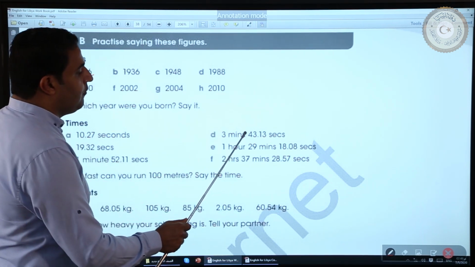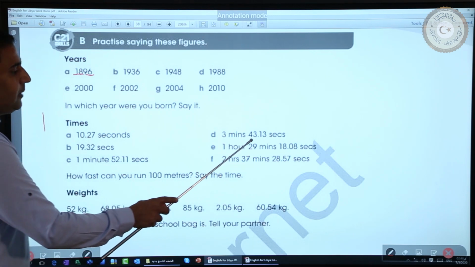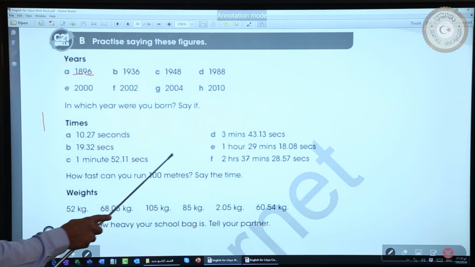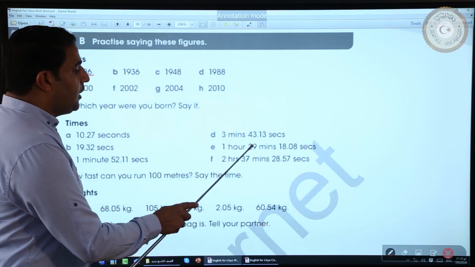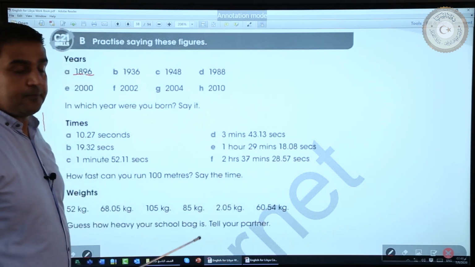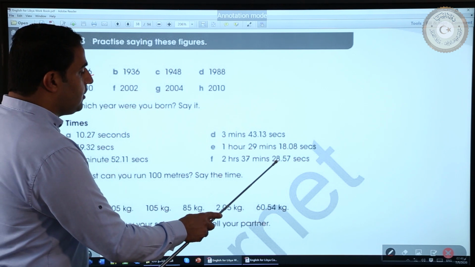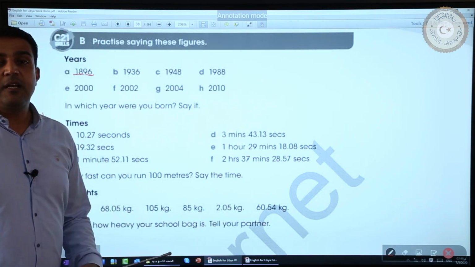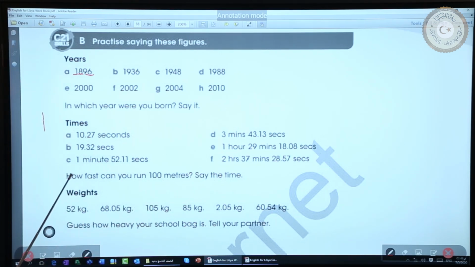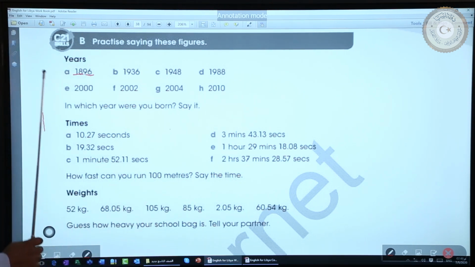D 3 minutes 43.13 seconds. 1 hour 20 minutes 18 22.08 seconds. F, 2 hours, 37 minutes, 22.57 seconds. Okay? So this is the way. So how fast can you run 100 meters, say the time. So you can choose one of the times here.